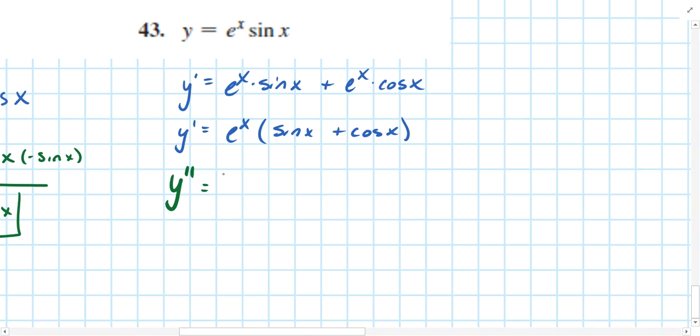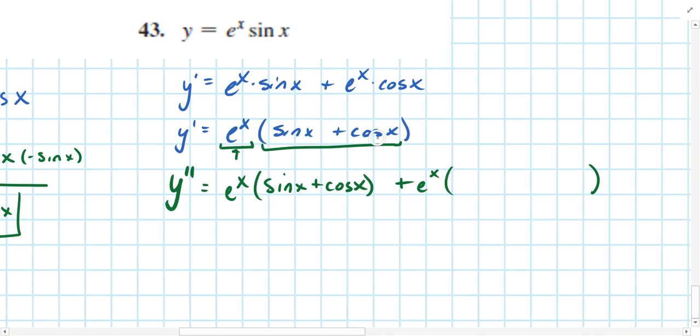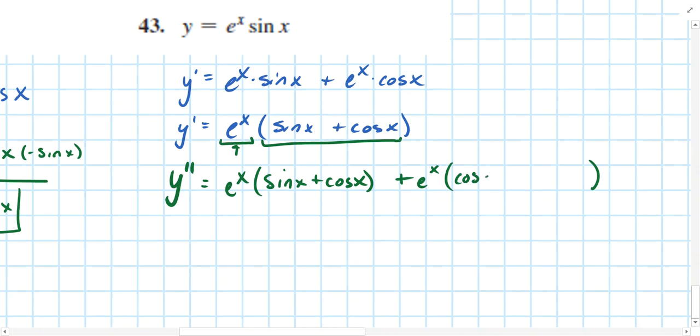So let's see if I can make sense of this again. The derivative of the first function times the second function plus the first function times the derivative of the second function. Now the derivative of sine of x is cosine of x. The derivative of cosine is negative sine.